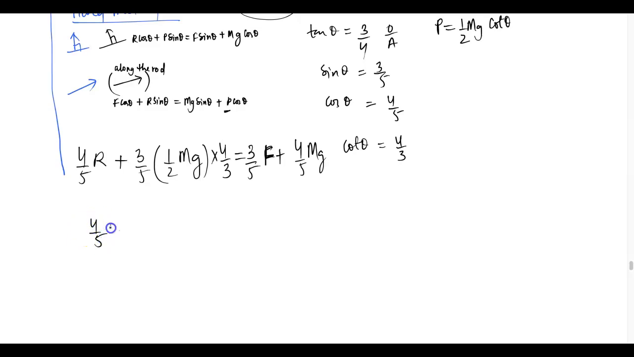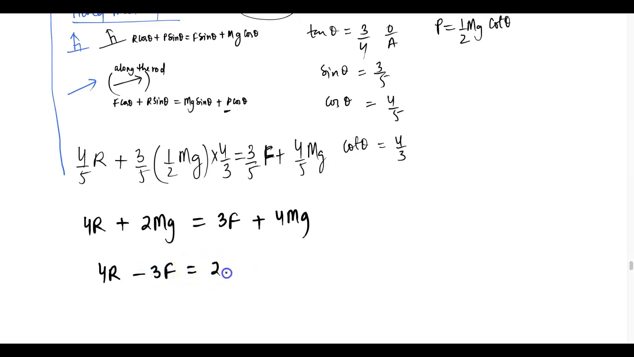So 4/5 of R plus... let's divide by 5. And yeah, so we're going to get 4R plus, 5 divided by 5 and 3 and 3 and 2. Okay, so we're going to get 2 mg here, that is equal to 3F plus 4 mg there. So let's move them around. We're going to get 4R minus 3F, that is equal to 2 mg.